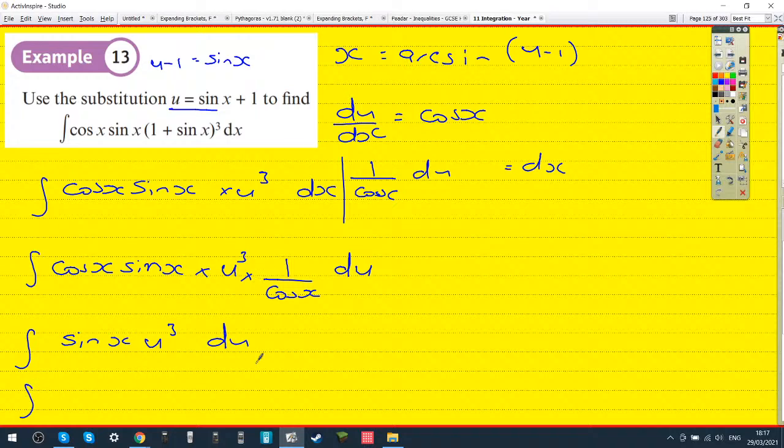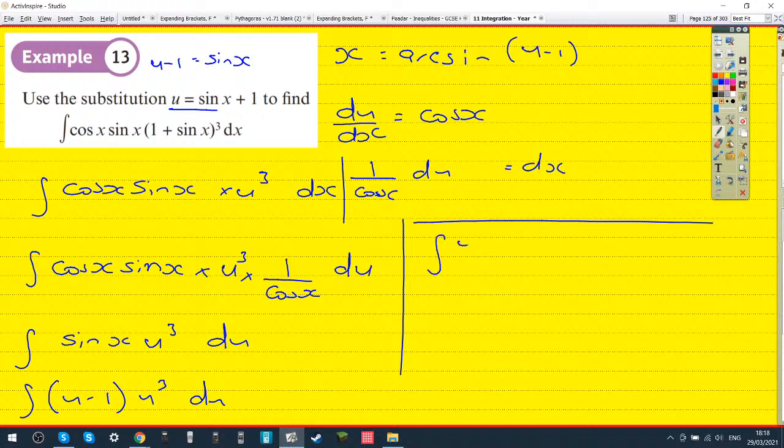So we now have u minus one times u cubed, which will then be u to the power of 4 minus u cubed. Which will then become a quarter. Oh no, that'll become a fifth u to the 5 minus a third. Oh, sorry, even a quarter u to the 4 plus c.